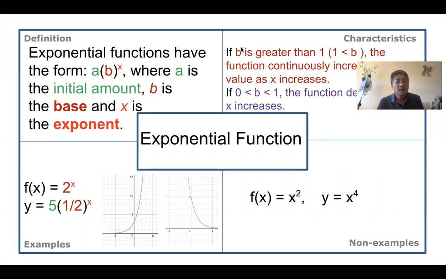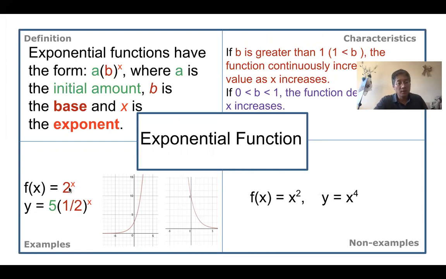Exponential functions have the form a times b to the x power, where a is the initial amount or starting number, b is the base, and x is the exponent. As an example, f of x equals 2 to the x power. When the initial number is 1, you don't need to write it down, right? It's 1 times 2 to the x power. Or y equals 5 times one half to the x power.